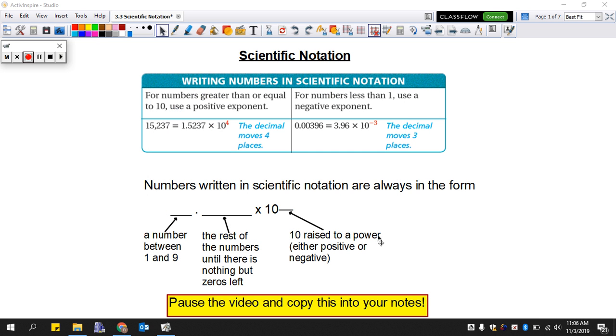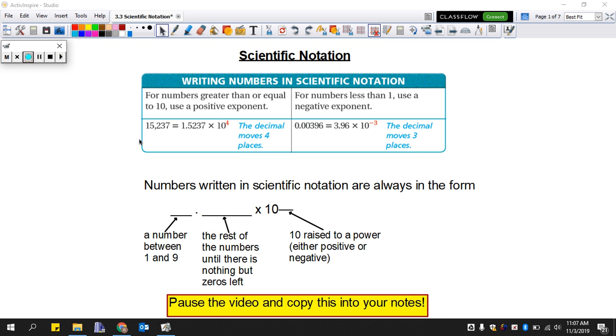In this lesson, we're going to learn about scientific notation and how to write large or very small numbers in scientific notation, or how to convert from scientific notation to standard form.